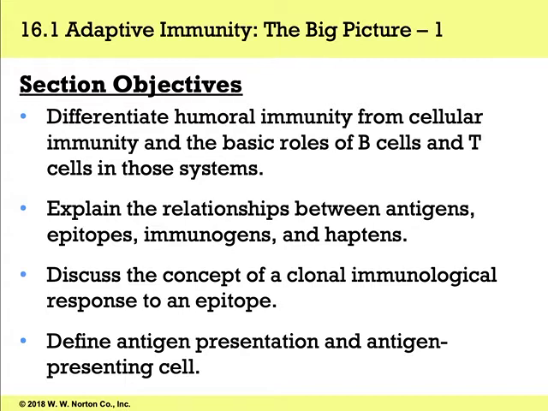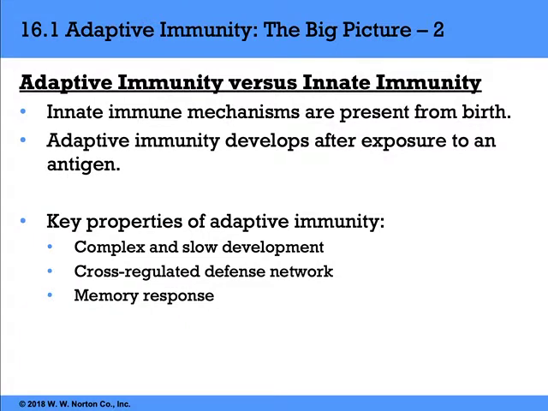We'll talk about the difference between humoral and cell-mediated immunity. We'll explain what an antigen, epitope, immunogen, and a hapten are, and we'll talk about clonal immunological response to an epitope and define antigen presentation and antigen presenting cells, or APCs.